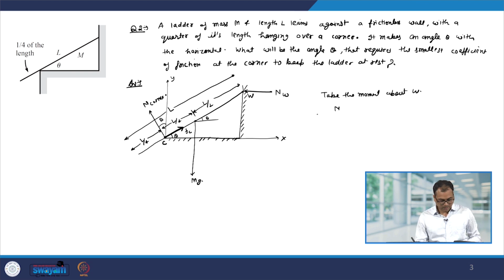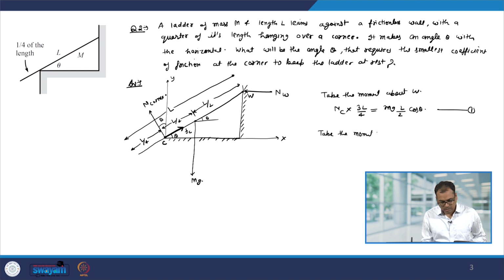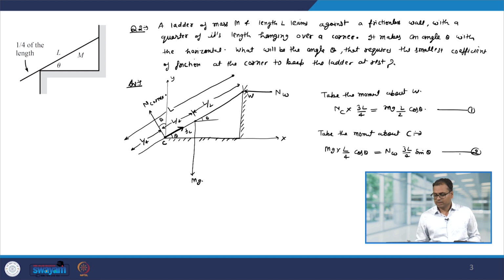In that case, we have NC into the perpendicular distance, which is 3L divided by 4, equal to mg into L by 2 cos theta. Note that the contribution of NW will not be there because we have taken the moment about W. Similarly, let us take the moment about C. So, we have mg into L by 4 cos theta equal to NW into 3L divided by 4 sin theta. Let us call it equation number 2, and again note that since we have taken the moment about C, therefore, the contribution of NC will not be there.